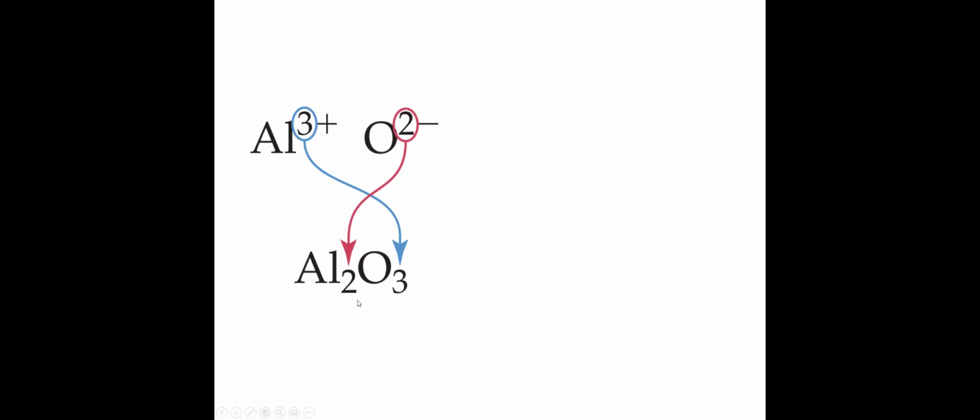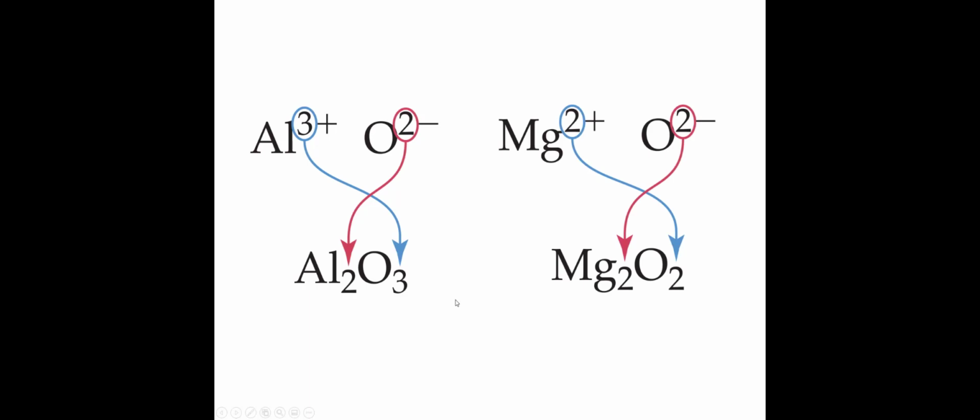I would note that we would also want to check at this point that these have any other common divisors, and they don't. The largest number that divides evenly into both of these is 1. So this is in its lowest whole number ratio. Here is where crisscross would not work by itself.